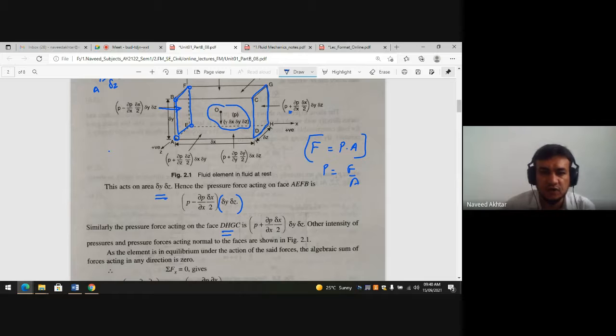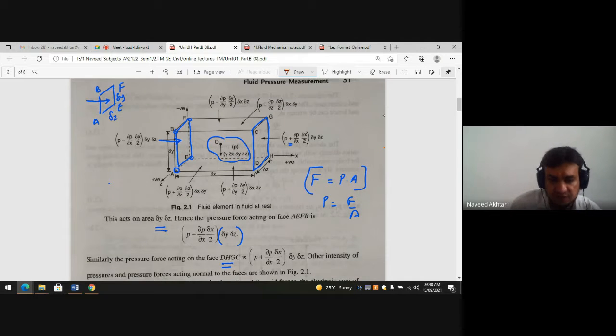So this is in one direction. If you see another face of this elemental part, here also the downward direction is the negative direction, P minus ∂P/∂y, because this is the y direction. The vertical direction is the y direction. So P minus ∂P/∂y into delta y into delta x into delta z, because this elemental area is delta x and delta z.